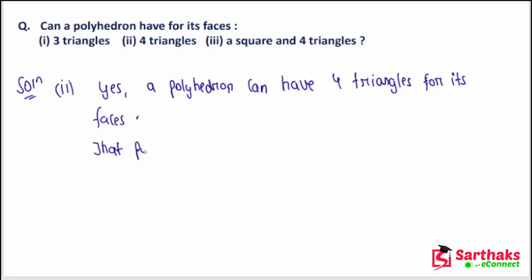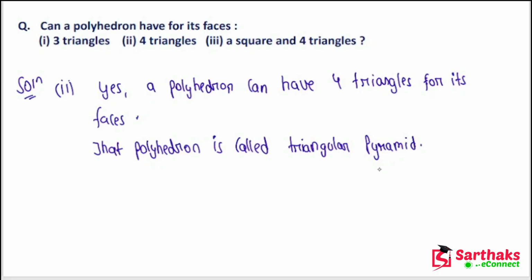That polyhedron is called a triangular pyramid, right? So yes, a polyhedron can have 4 triangles for its faces. That polyhedron is called triangular pyramid. Let us move on to the third part.